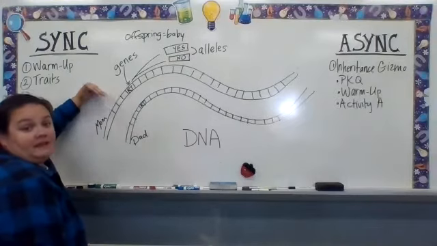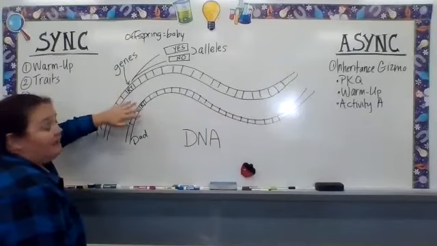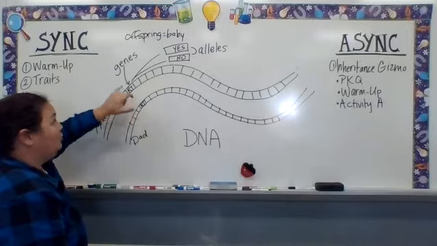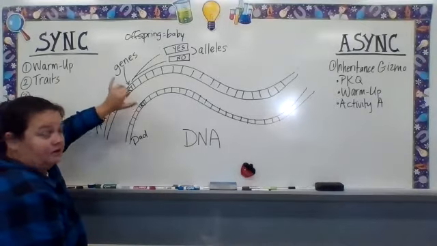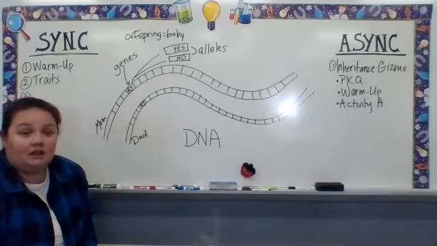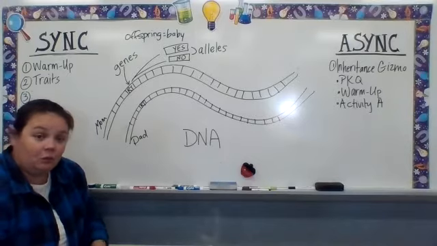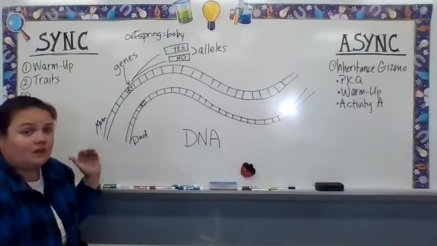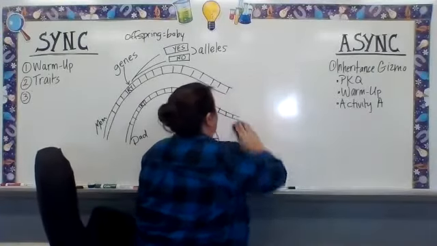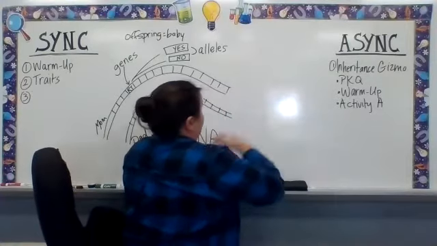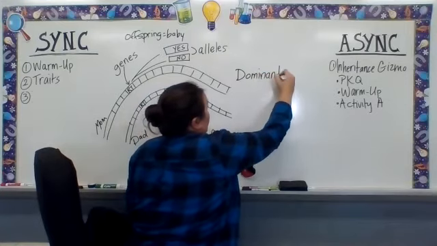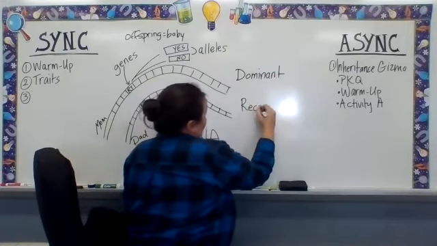So your mom can give you a yes, and your dad can give you a yes, or your mom can give you a yes and your dad can give you a no, or both parents can give you no, or dad could be yes and mom could be no. And it's the combination that you get that determines what you actually look like. And so right now, we're going to talk about something called dominance and recessiveness. So we have dominant and we have the word recessive.